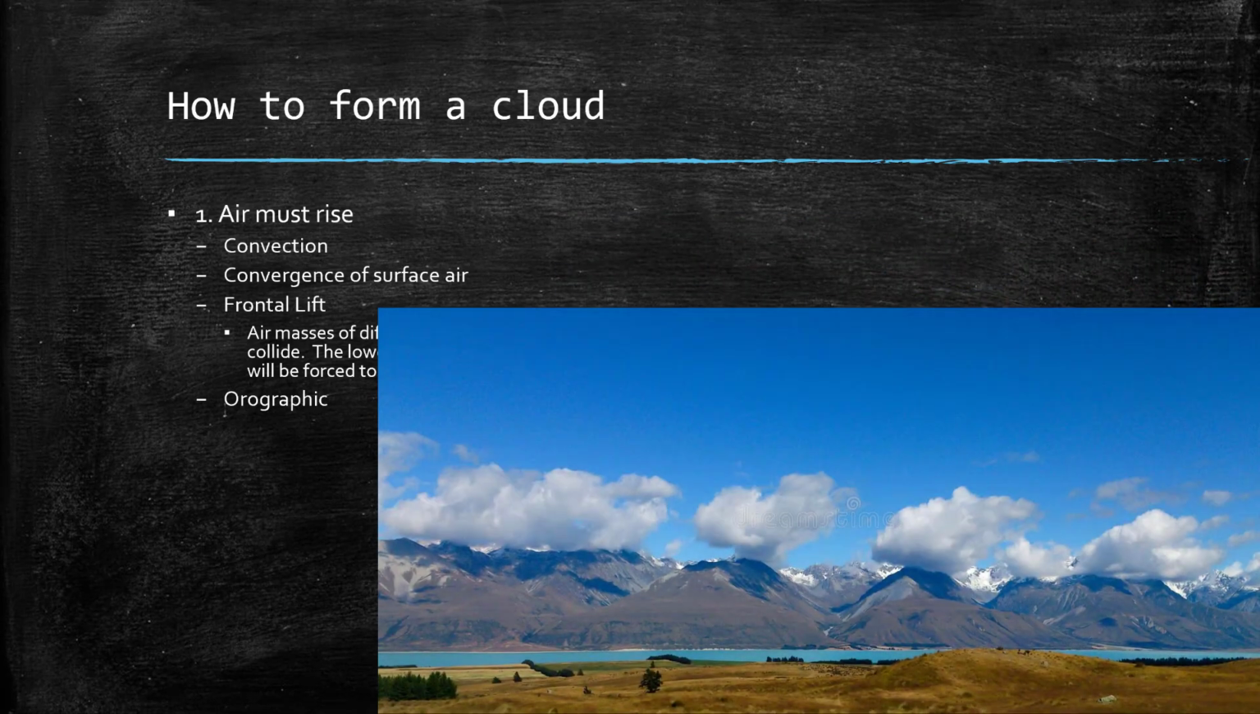We could also have the fourth kind, which is orographic. Orographic is kind of cool because as air hits a mountain, the actual land is forcing the air up to rise. You can see that on all these little mountains. Air is being forced up the side of the mountain, and when it gets near the top of the mountain, it begins to form clouds.